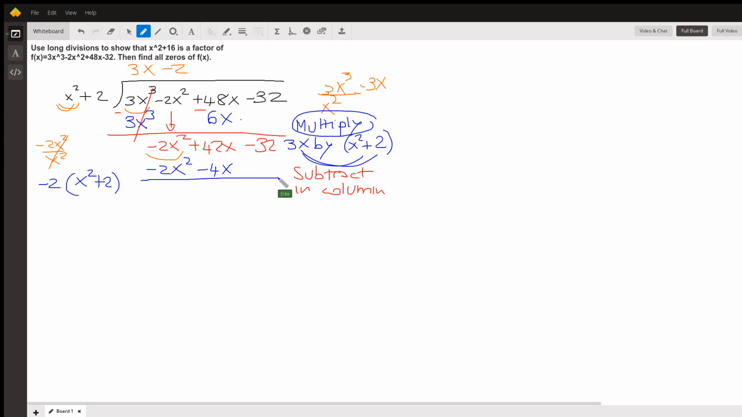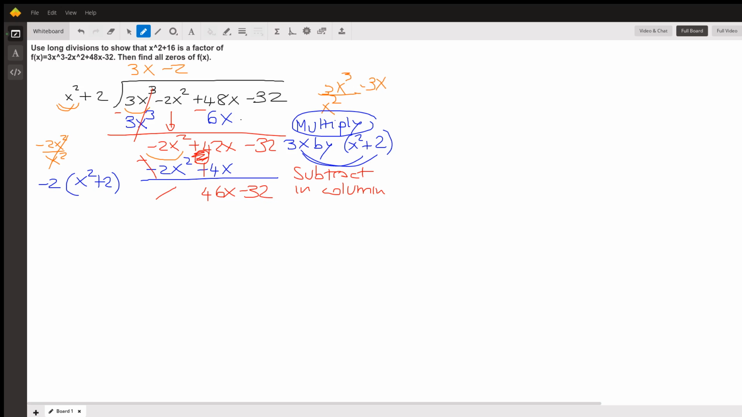And now I subtract in column. Okay, so when I subtract here in column, I get negative 2x squared minus negative 2x squared. It turns into a plus, right? So this will give me 0. This cancels. And here, 42 minus, remember I'm subtracting, right? So when I'm subtracting with a negative, this turns into a positive. So 42 plus 4x will be 46x minus 32.